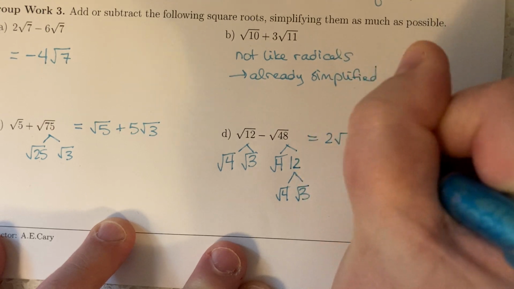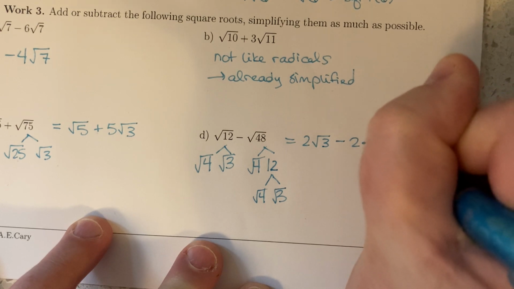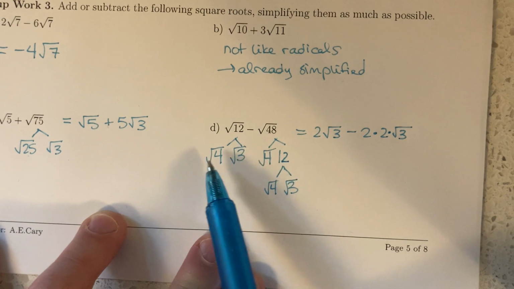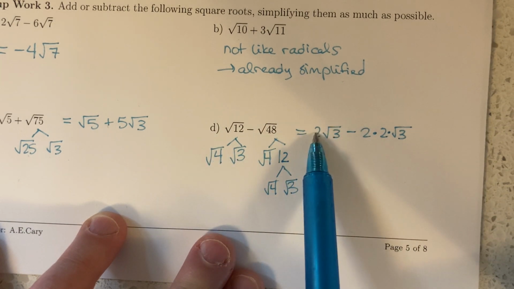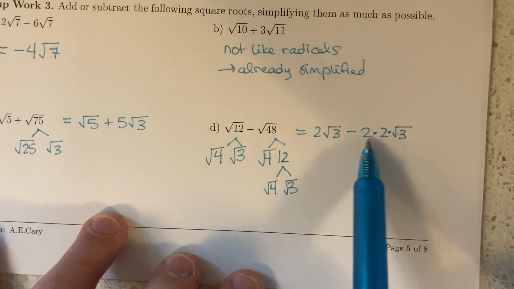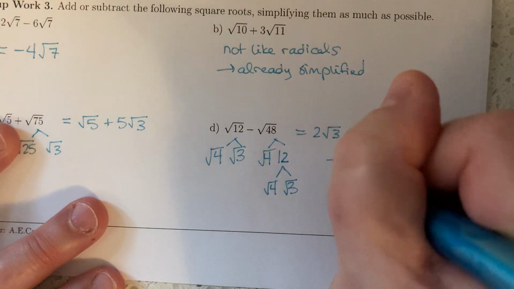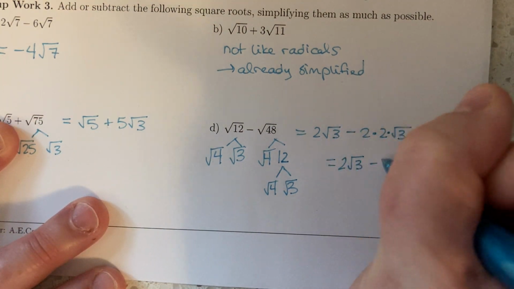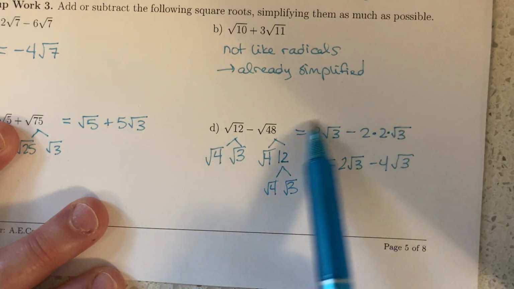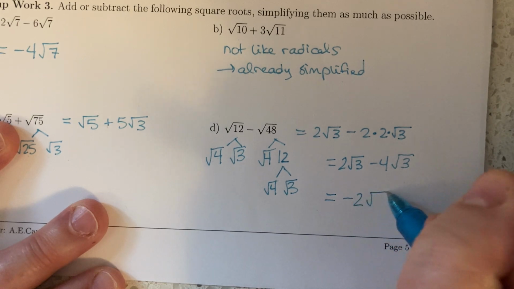So this would be 2 square root of 3 minus 2 times 2 times square root of 3. So the first one, square root of 4 is 2, square root of 3 just doesn't simplify. Square root of 4 and another square root of 4 make 2 times 2 and then times square root of 3. And again, if you had seen that the 16 goes into 48, you would not have needed this extra step of work. So final answer is negative 2 square root of 3.